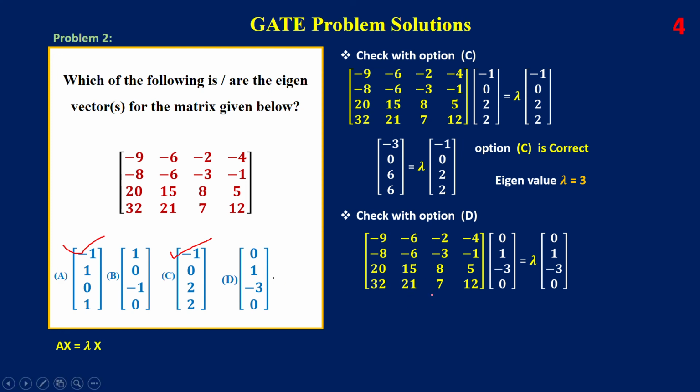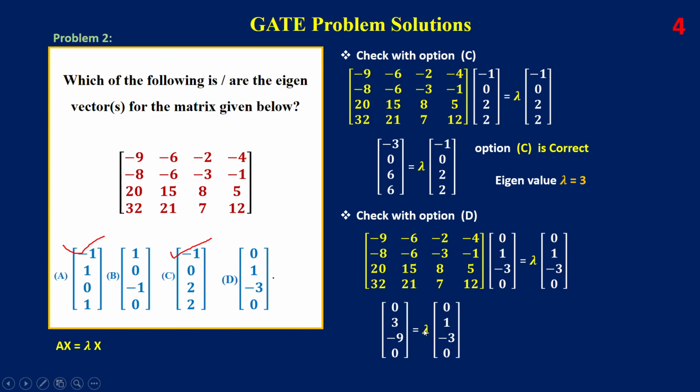Okay. So here 0, 1, minus 3, 0 are the elements in option D. Let me check the elements. So here minus 6 plus 6 is 0. And then minus 6, minus 6 and plus 9, that is 3. And then minus 9, 0 equal to lambda into 0, 1, minus 3, 0, which is the eigenvector given in option D. So let me compare the left hand side and right hand side elements. 0, 0, 3, 1, minus 9, minus 3.